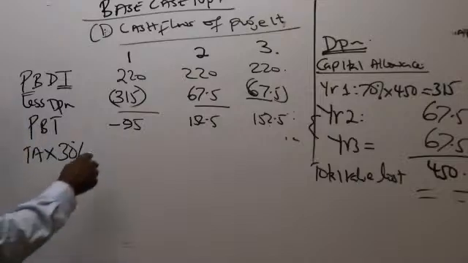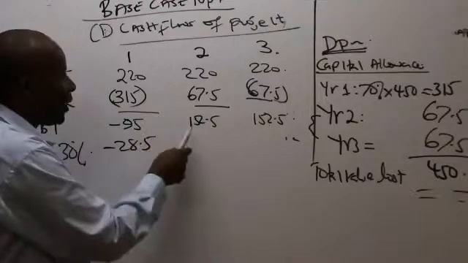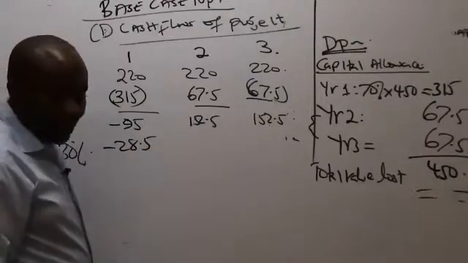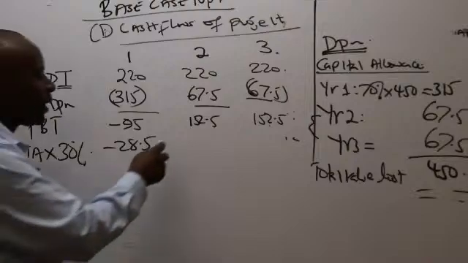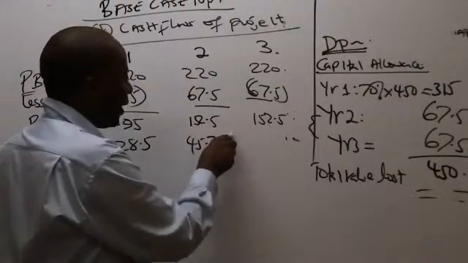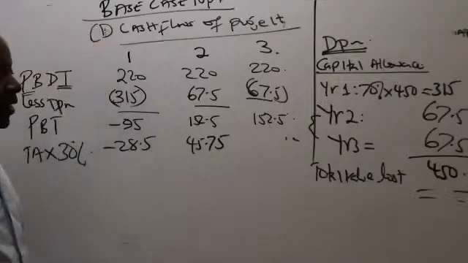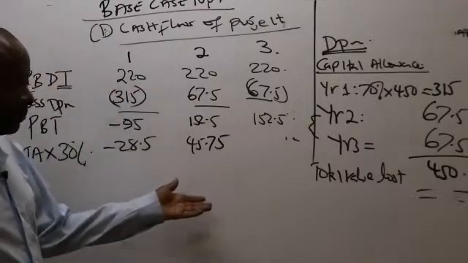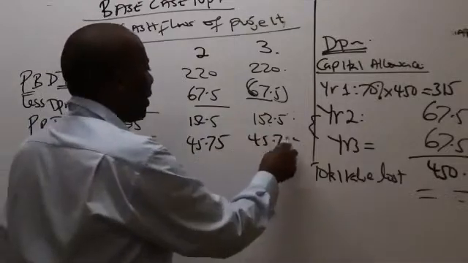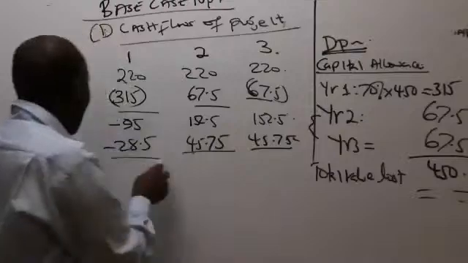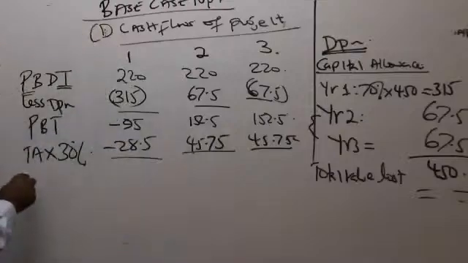So we have here minus 28.5. How about 30% of 152.5? I have 45.75. Of course, the other one will also be the same, 45.75. Thank you. Now, after that, ladies and gentlemen, come very fast here and give us profit after taxation.